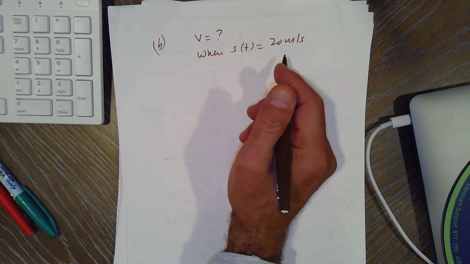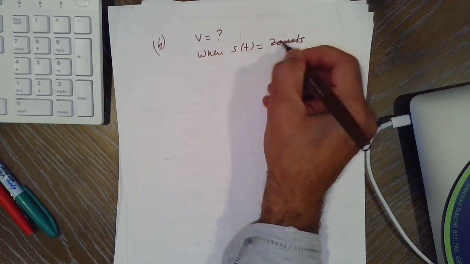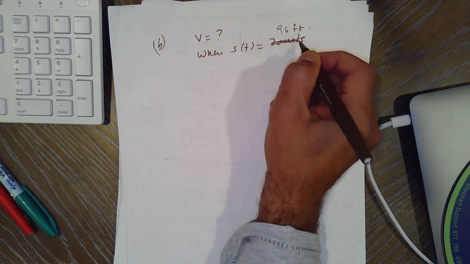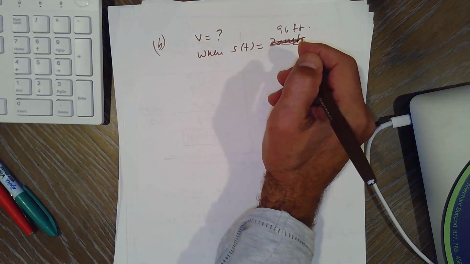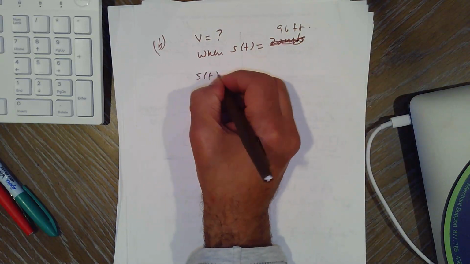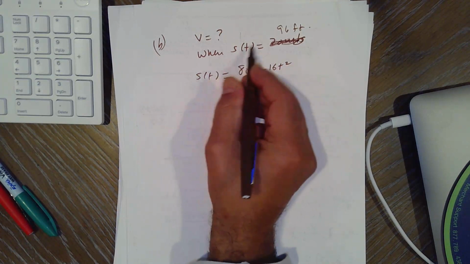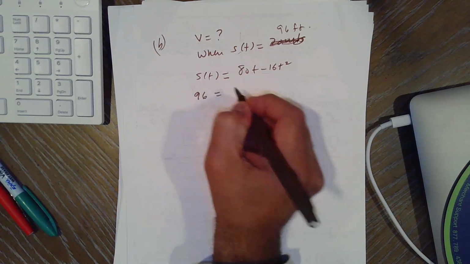I'm sorry, when it's 96 feet, I'm looking at the wrong one. Yeah, 96 feet, not 20 meters. Okay, 96 feet. Yeah, number 10B. So remember s of t equals 80t minus 16t squared. So let's find t when s is 96.